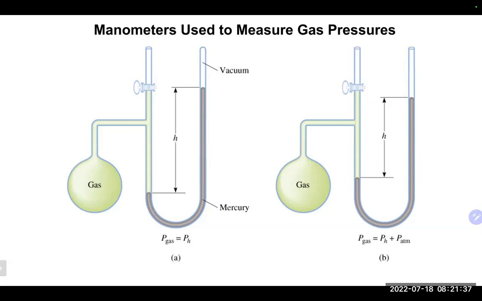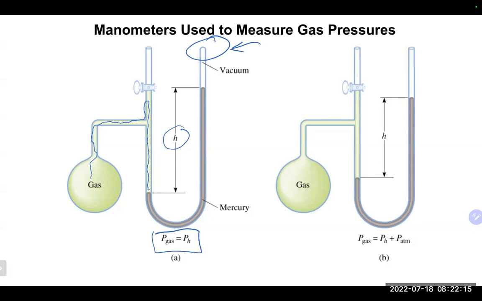Manometers are used to measure gas pressure, and there are two ways these are used. One is sealed up at the top, in a vacuum situation. The gas is moving around in here and has nowhere to go, so it starts pushing the mercury. We can measure the height of the mercury in the column, and that gives us the pressure of the gas in a vacuum situation: it equals the height of our column.